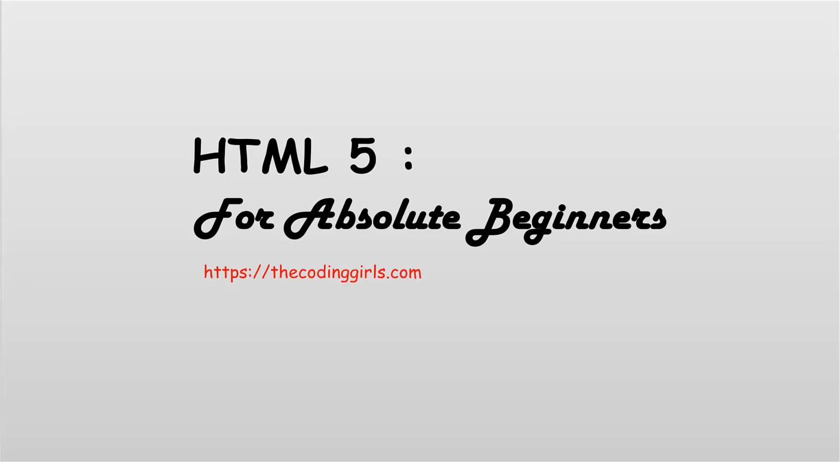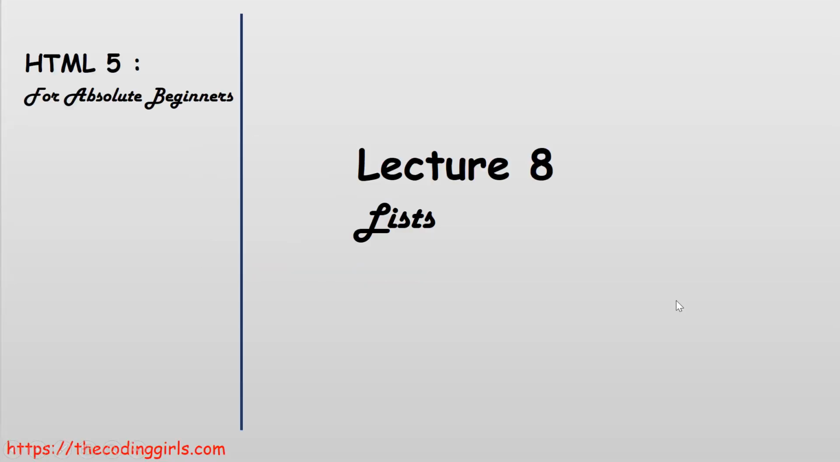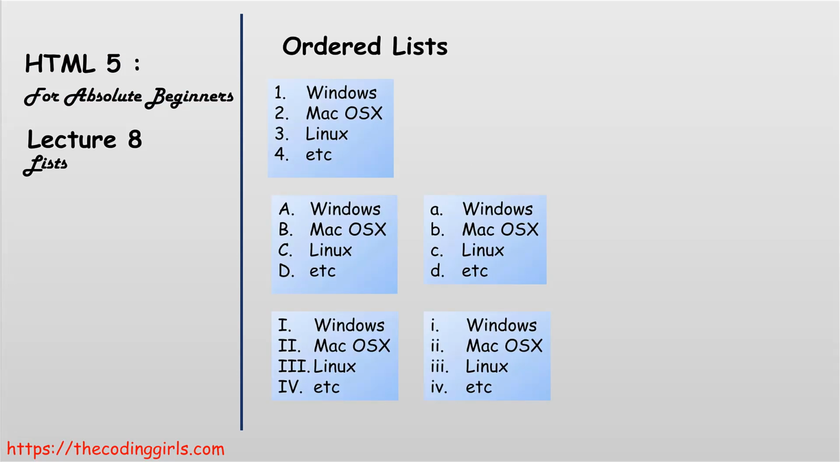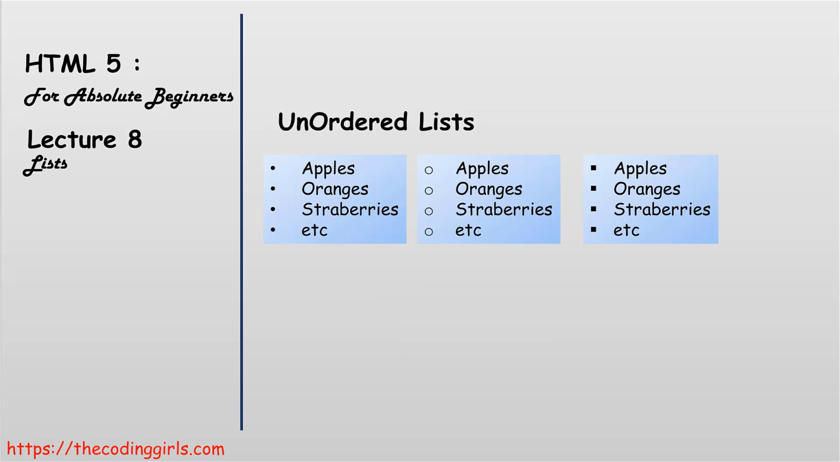Hi, in this lecture we will learn about lists in HTML. There are mainly two types of lists, the ordered lists and the unordered lists. The ordered lists have some kind of numbering, like 1, 2, 3 or ABC, etc. On the other hand, the unordered lists are the lists with bullets and do not have numbering.